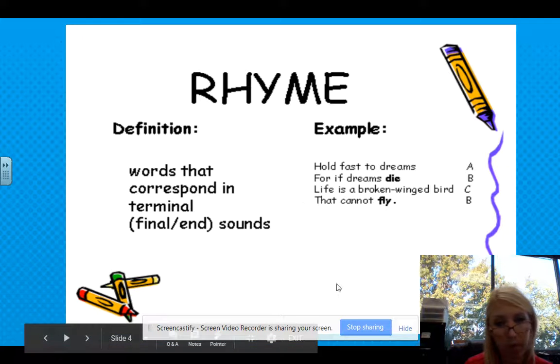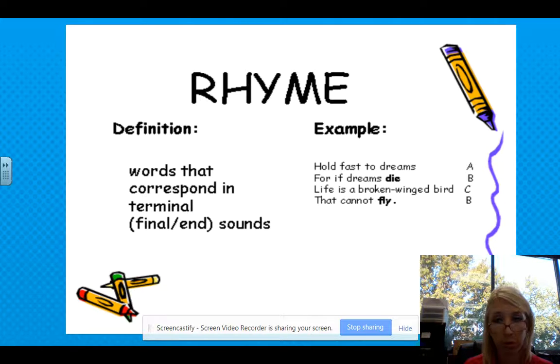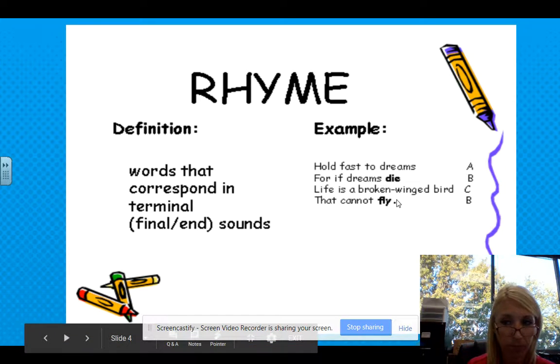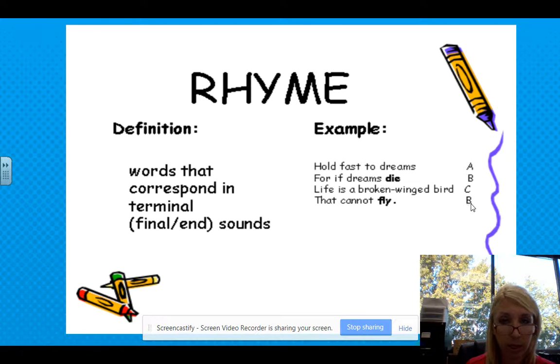So here's an example. I believe this is Langston Hughes' poem, Hold Fast to Dreams: "for if dreams die, life is a broken-winged bird that cannot fly." In this stanza, we have two words that rhyme. And if you see over here, I have A, B, C, B.